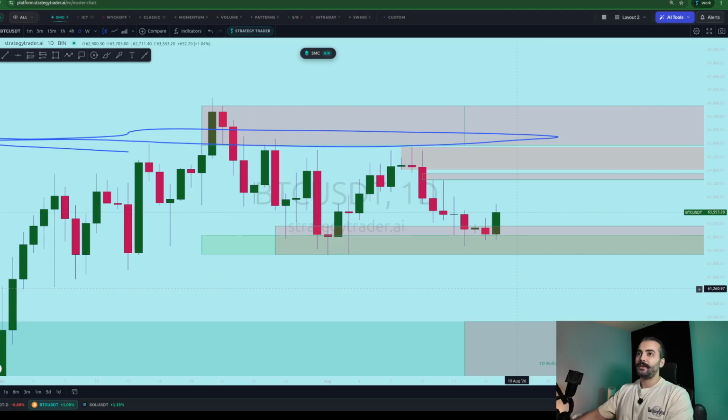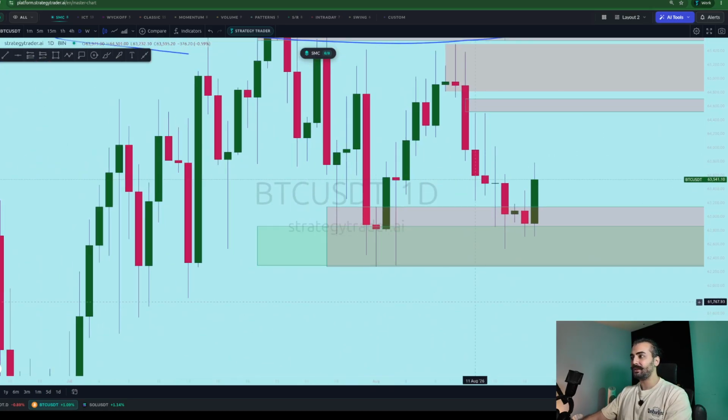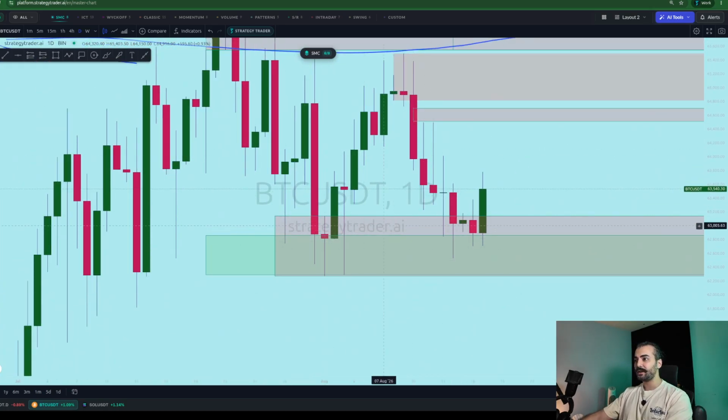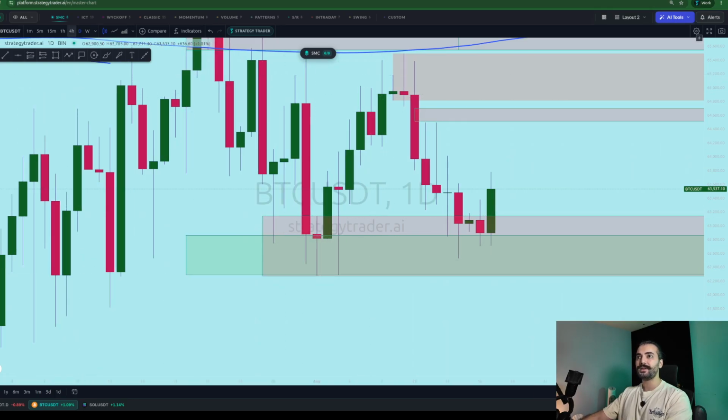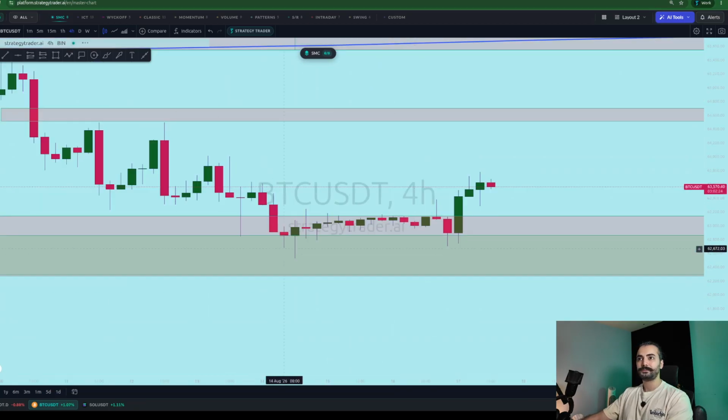Another reason that I think this might be plausible, it can be possible, is that you can see that we touched both the red box here and the green box. The green box is in the 4-hour time frame. Let me go to the 4-hour time frame.